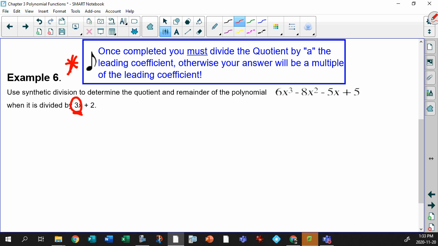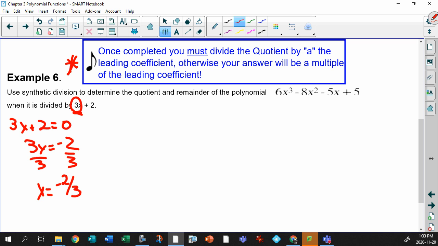Watch again. So first thing I'm going to do, 3x plus 2, let that equal 0. Bring the 2 over. You got 3x equals minus 2. Divide by 3. Divide by 3. You got x equals minus 2/3. That's what you're going to synthetically divide with. Minus 2/3. Oh, that's going to be nasty, isn't it?